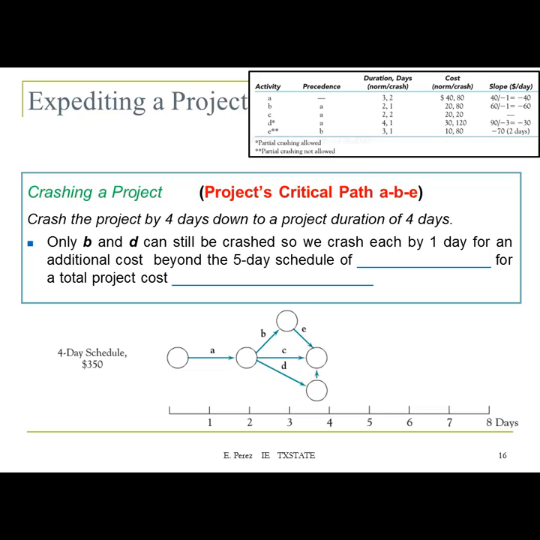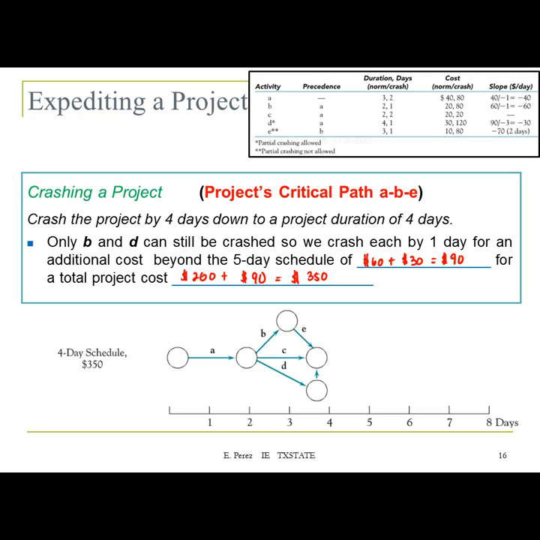So only B and D can still be crashed, so we crash each one by 1 day for an additional cost beyond the 5-day schedule of 60 plus 30, and that's going to be an extra cost of $90 for a total project cost of 260 plus 90, which is going to be equal to 350.